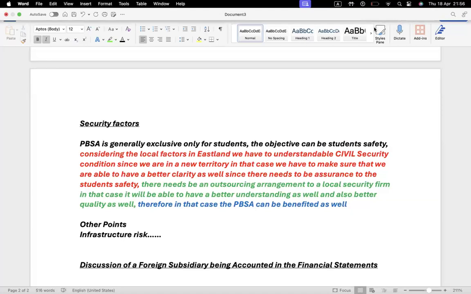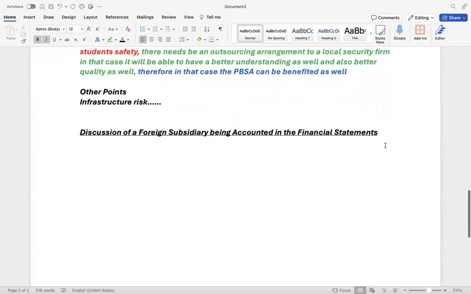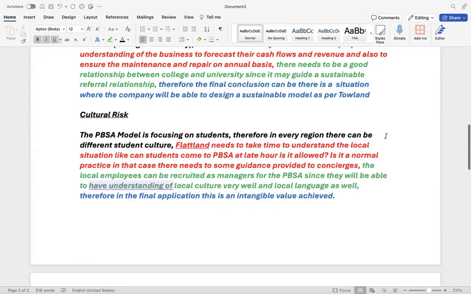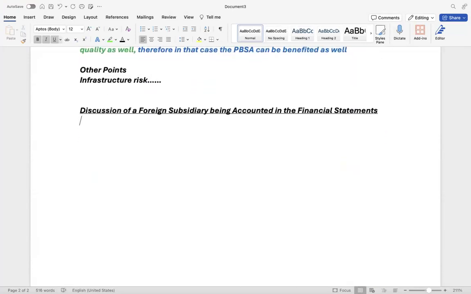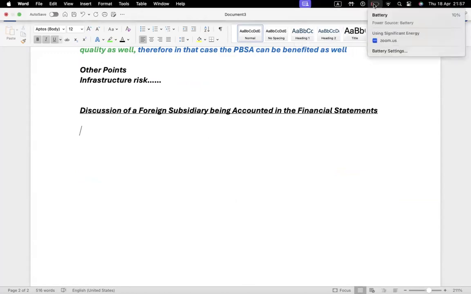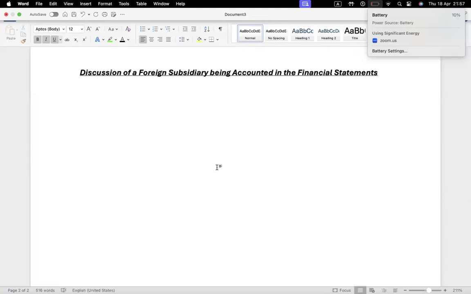So since this is clear for you all, now let's go through the foreign subsidiary, students. A discussion of a foreign subsidiary being accounted. Now this part is very, very simple. The second part is not so difficult. And students, I told you for the first part, you have to understand the business properly. But for the second part, it's not the business understanding, students. It's the application oriented understanding. Students, just give me 10 seconds. I'll just charge my laptop.